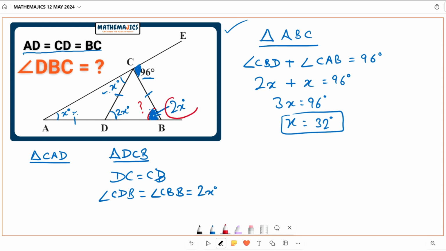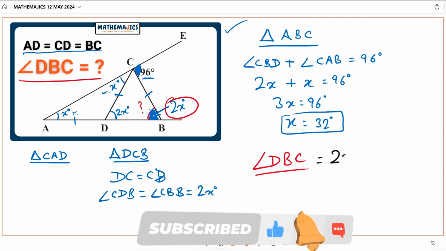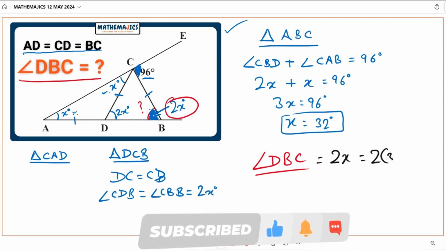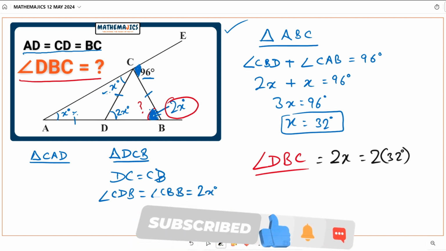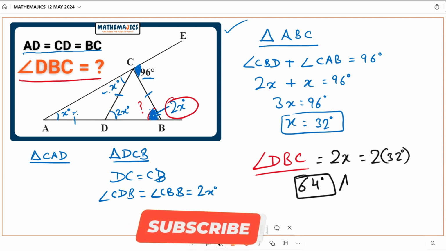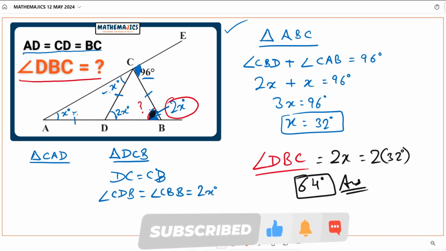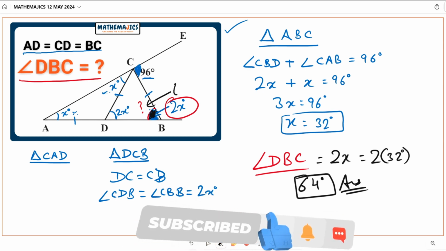Now if x is 32, what will be 2x? Because we are not satisfied with x only. We need 2x. Why do we need 2x? Because we need to find angle DBC. Yes, angle DBC will be 2x. 2x is 2 times 32 degrees, which gives us 64 degrees. So angle DBC will be 64 degrees. This will be our final answer. This angle that we need to find out is 64 degrees.